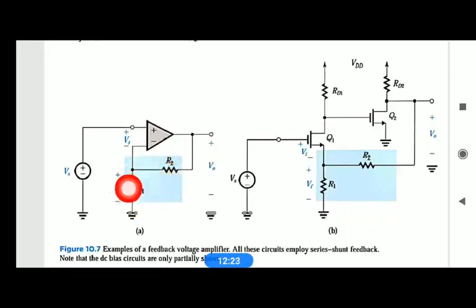So here you can see Vf increases. As you increase Vs, Vf also increases. We can say that this is negative feedback.